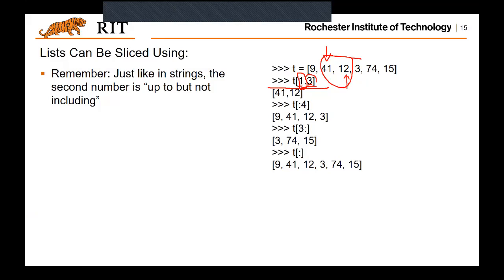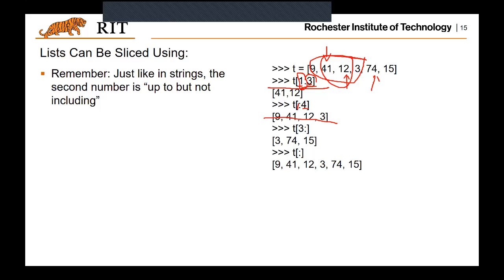And again, if you do not put anything for the first element, it will by default start with the first element in the list, and because now you have a second number put here, that indicates the position with the index 4. That is 0, 1, 2, 3, 4, which is here. And again, the second number is up to but not including. So you won't include this. So that's what you have.